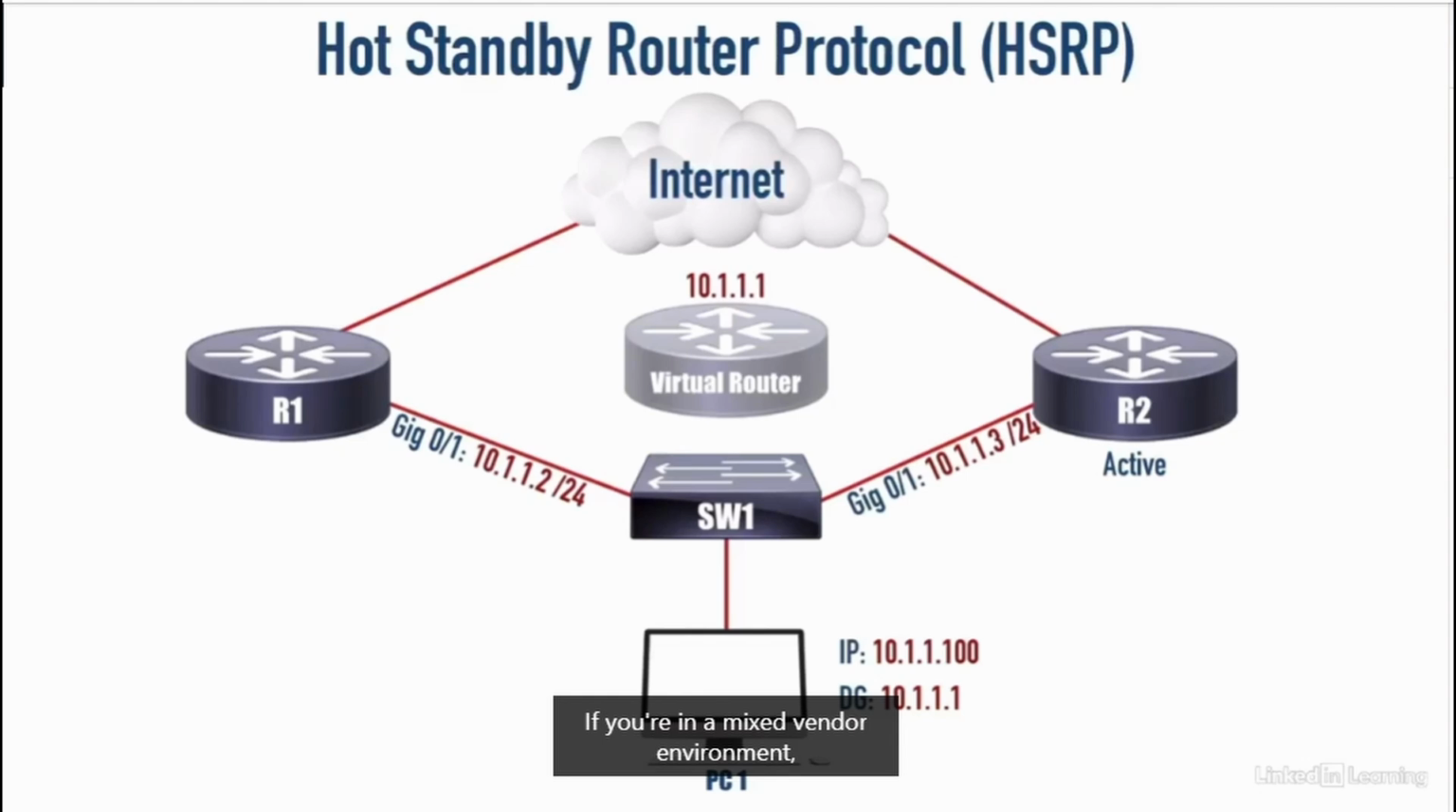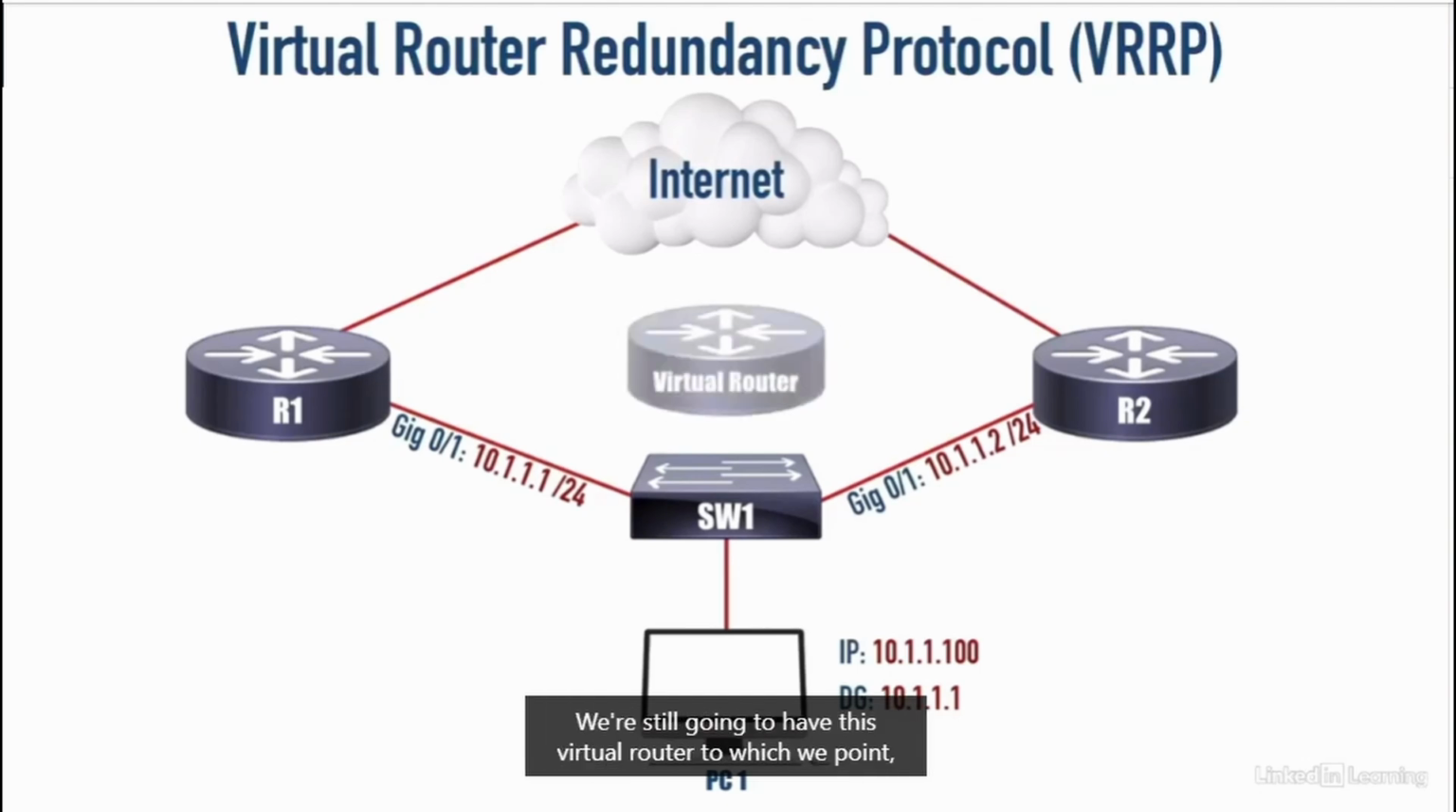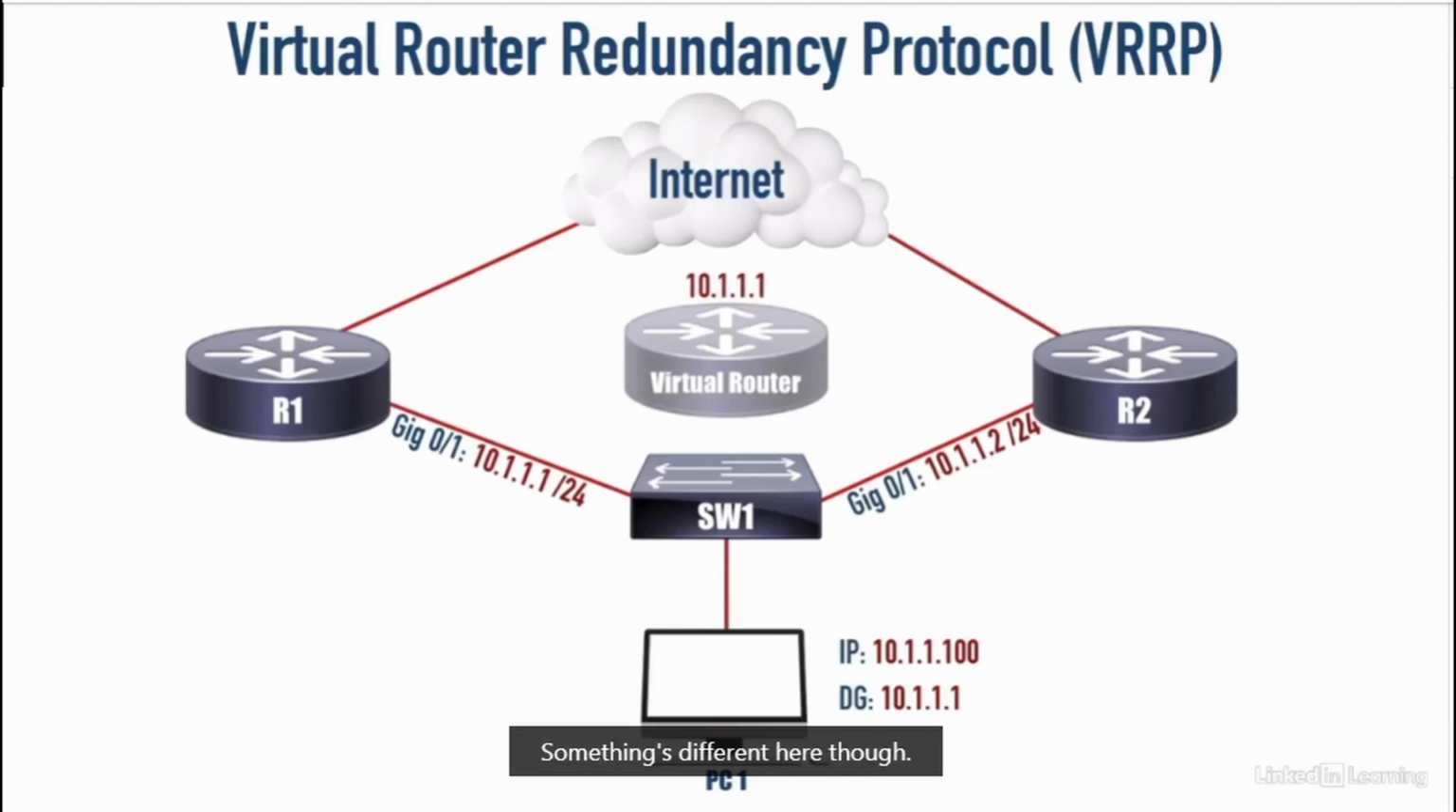If you're in a mixed vendor environment, however, you might turn to VRRP. That's Virtual Router Redundancy Protocol. It's very similar in its mission as HSRP. We're still going to have this virtual router to which we point, and in this example, we still have a default gateway of 10.1.1.1 assigned to that virtual router. Something's different here, though. Notice the gigabit 0/1 interface on R1. Did you notice that that's the same as our virtual router's IP address? That's right. That's something that VRRP can do that HSRP cannot do. We can have the physical interface of a router be the virtual router.